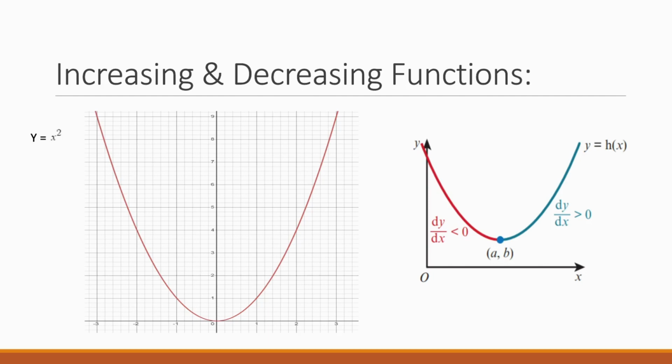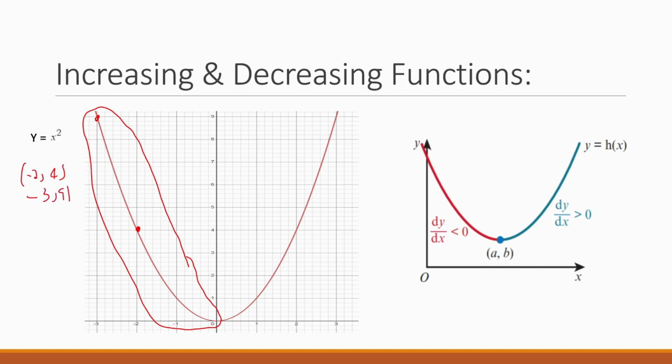For example, let's take a look at the graph we have over here. We're going to look at the left side of the graph, this part. Now, what we are going to do is take any 2 points of the graph. For example, let's take -2, 4 and -3, 9. Let me write out the points: -2, 4, -3 and 9.